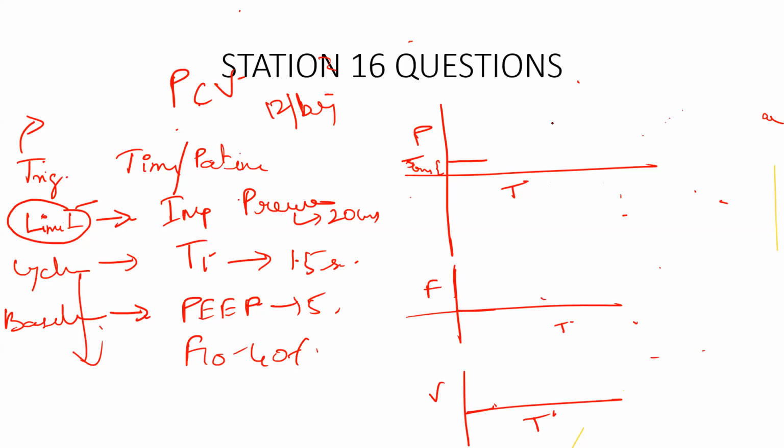Okay. Now, when the time trigger is reached, at 5 seconds, the trigger is going to be the time. Now, the pressure will rapidly increase from the set 5 to 20, which is the inspiratory pressure you set. Is that clear? Yes, sir. Okay, is it clear? Now it is a pressure control.